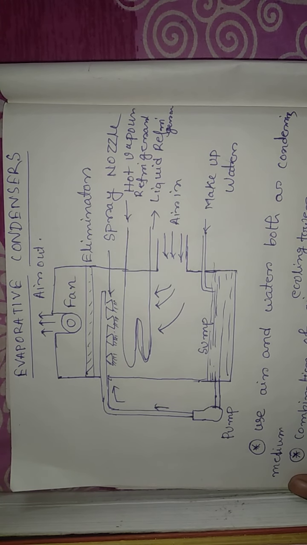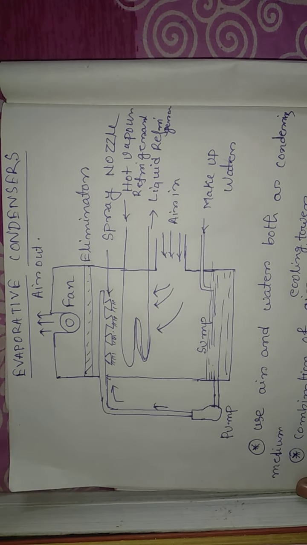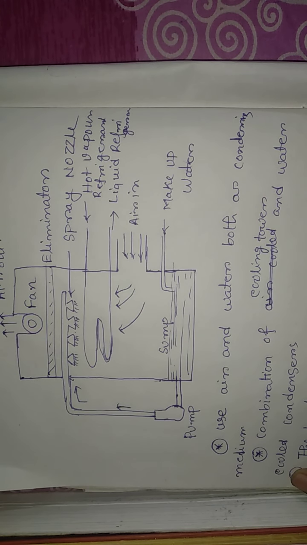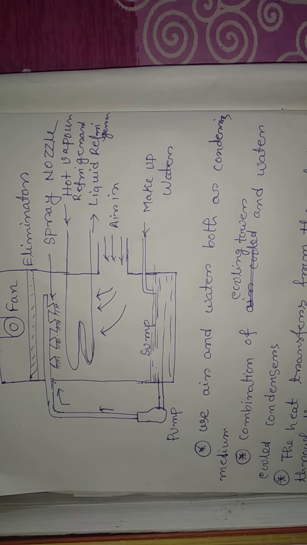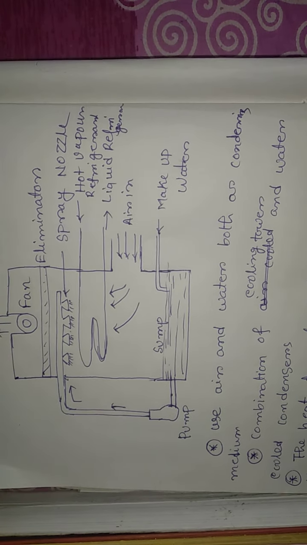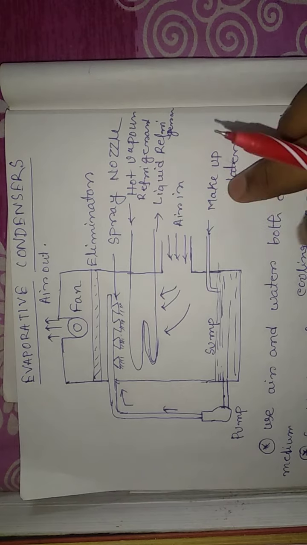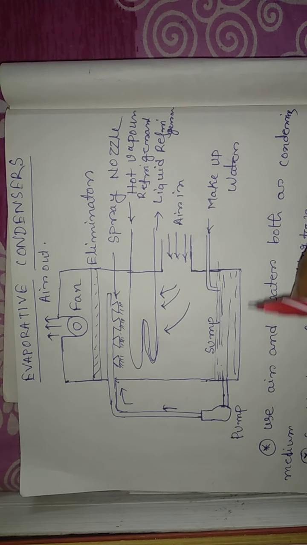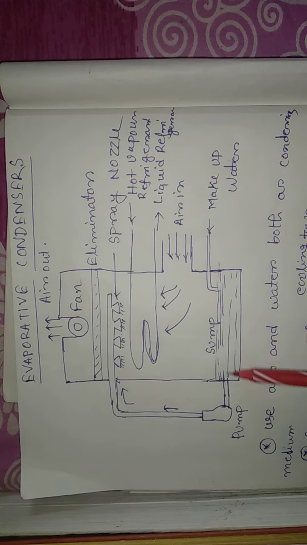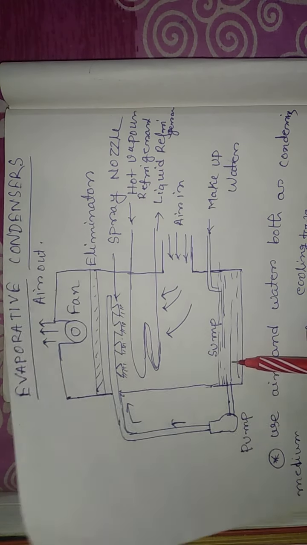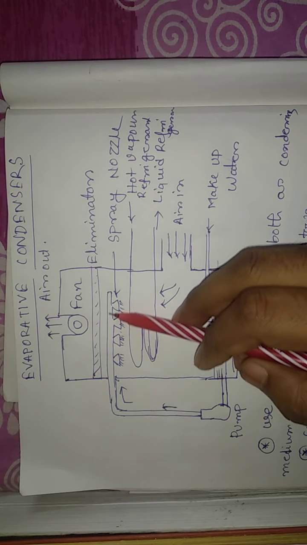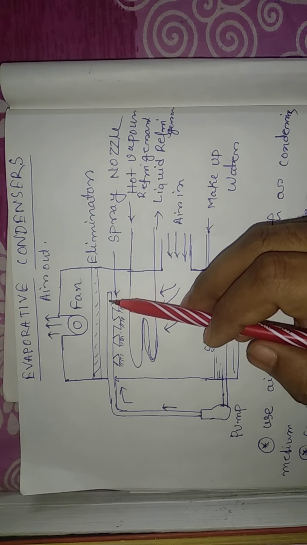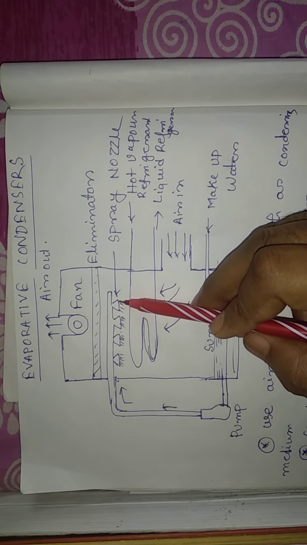It's a combination of a cooling tower and a water cooled condenser. In its operation, the water is pumped from the sump to the spray header, and sprayed through the spray nozzles over the condenser coil.